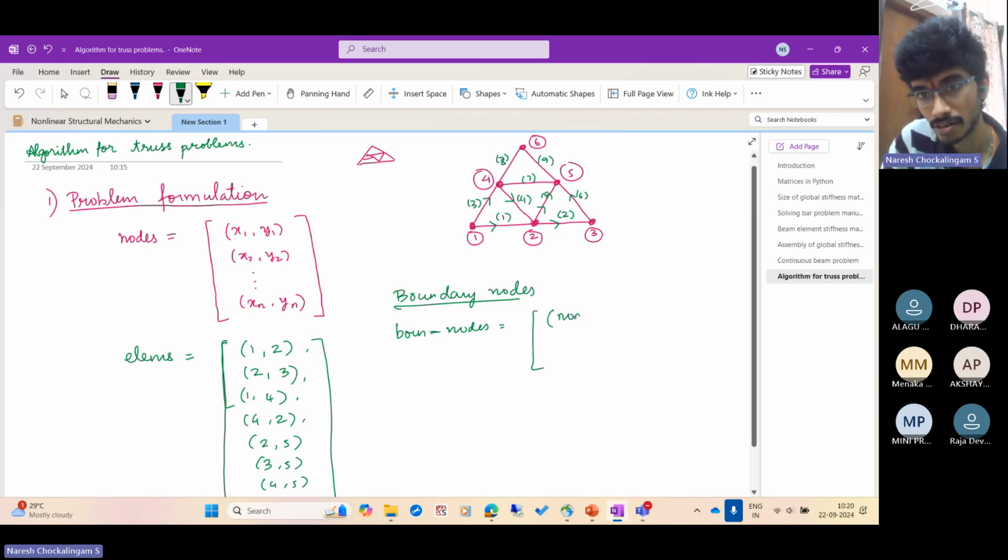node number 1. I have not specified the boundary condition yet. So then is there a displacement restraint? Sorry, there it was displacement and rotation. Here you don't have rotation. Trusses have only displacement degrees of freedom. Say U1 restraint and U2 restraint.